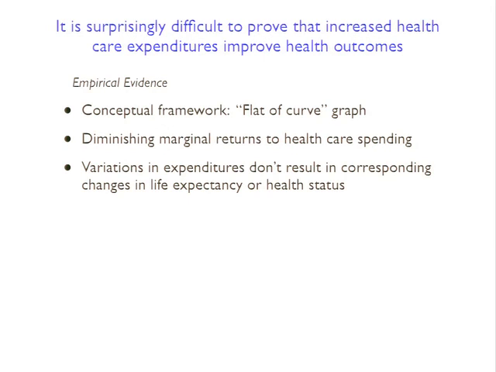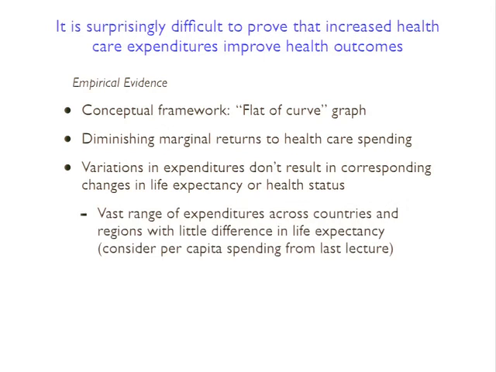So there's a vast range of expenditures across countries and regions, with, it turns out, relatively little difference in life expectancy. And you can see that actually from the last lecture, when we talked about the differences in per capita spending between different countries. And I said that despite these large differences, there isn't actually a very large difference in life expectancies or other measures of health, like infant mortality and so forth.